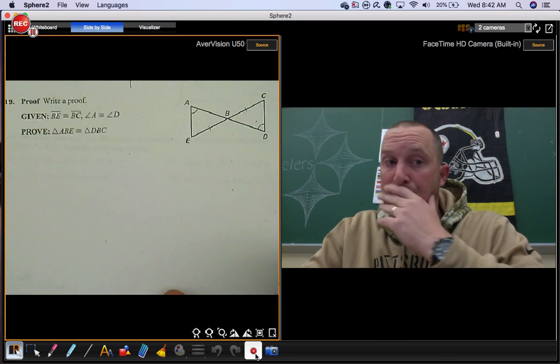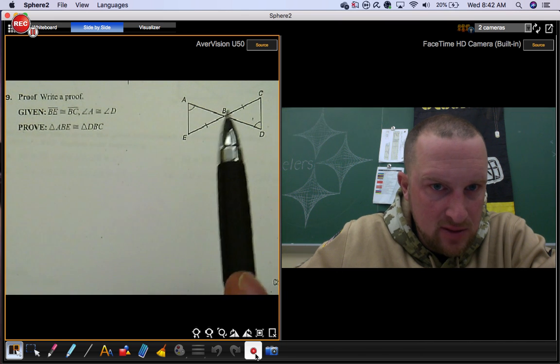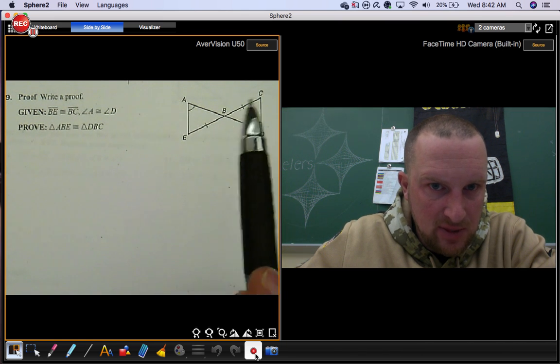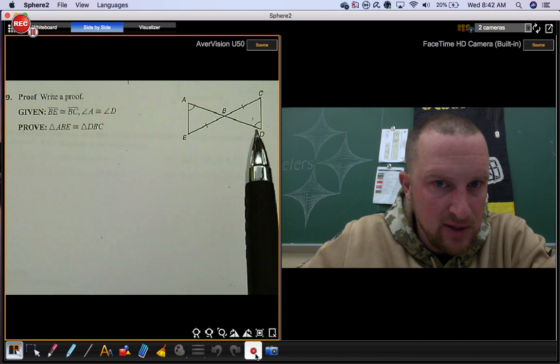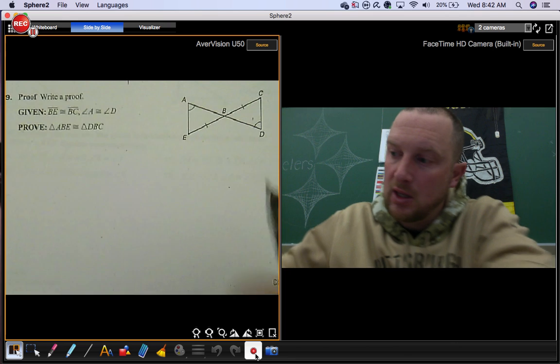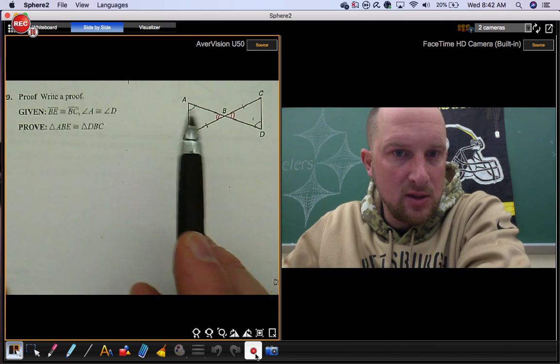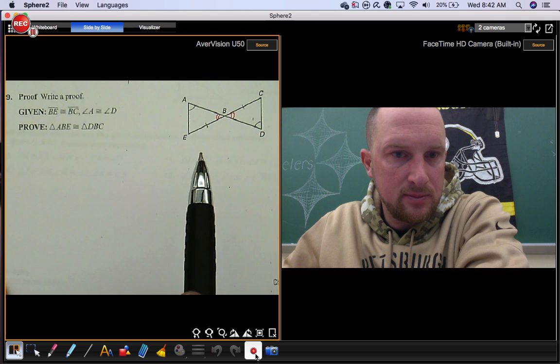Number 19, they ask us to write a proof. They give you congruent segments, segment BE and segment BC. They also give you congruent angles, angle A and angle D. Can you show the triangles are congruent? Yeah, you definitely can. There's vertical angles here that are congruent. Doesn't that make the triangles congruent by angle angle side?